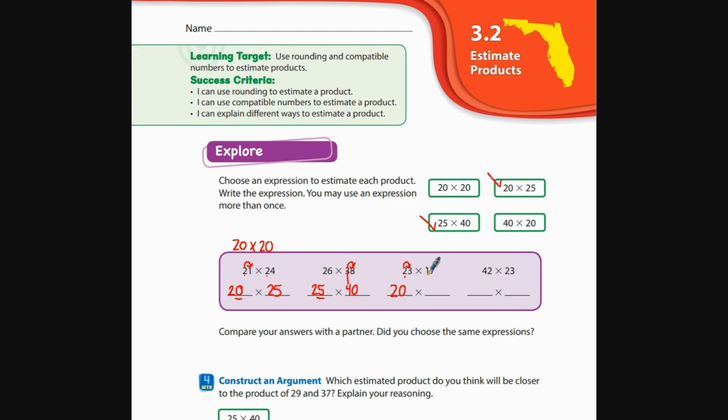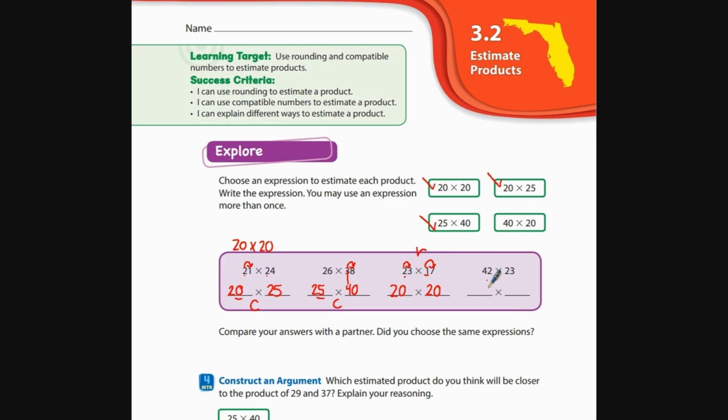Let's do the same exact thing for 17. I look at the 7, 5 or more, raise the score. 7 is 5 or more, right? So I need to raise this score. So that means whatever number this is, plus 1 more. In this case, it'll make it a 2. And every number next to it, to the right, will be a 0. So in this case, we used R for rounding. In this case, we use C for compatible numbers. And here we use C for compatible numbers. So this one, we used 20 times 20.